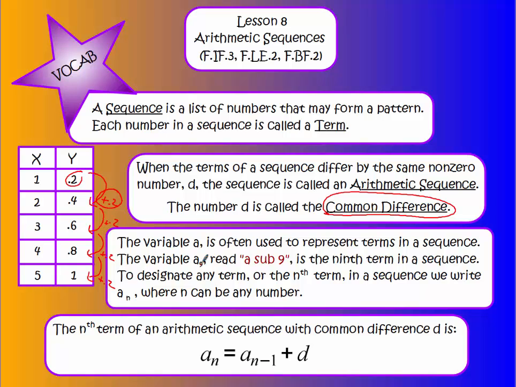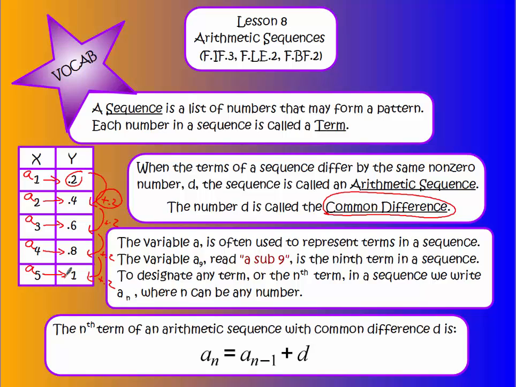We could say a sub 1, that would be the first term. A sub 2 would be the second term. So the first term in this sequence over here would be 0.2. So a sub 1, and a sub 2, and a sub 3, and a sub 4, and a sub 5. The first term in the sequence is 0.2, the second term is 0.4, the third term is 0.6, the fourth term is 0.8, and the fifth term is 1.